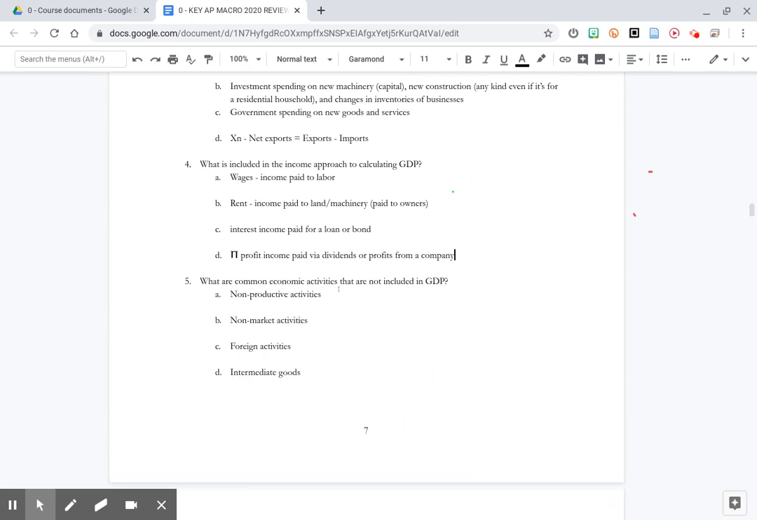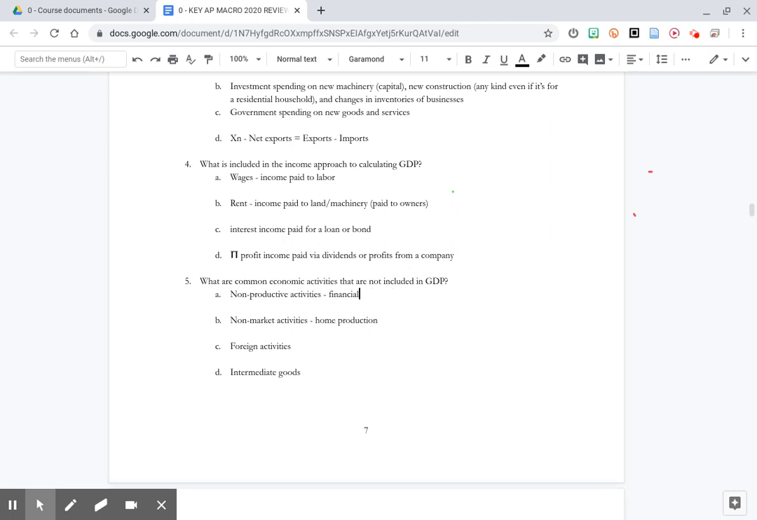Common things that are not included: non-productive activities, right? So we said at the top that it has to be productive. It has to be produced. So there are lots of things that are not productive. So those would be financial assets if we trade them. Trading these doesn't count. So if we buy and sell stocks, bonds, and real estate, that will not count. So that's not productive activity. If we have non-market activities, that would be like home production, that doesn't count.